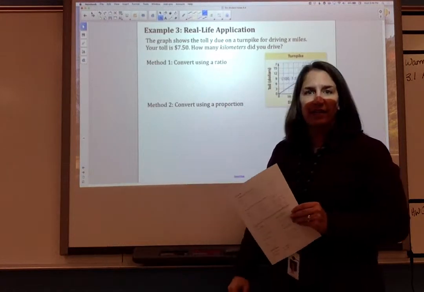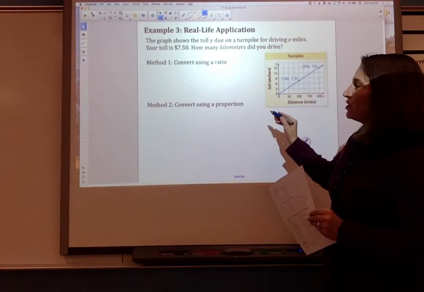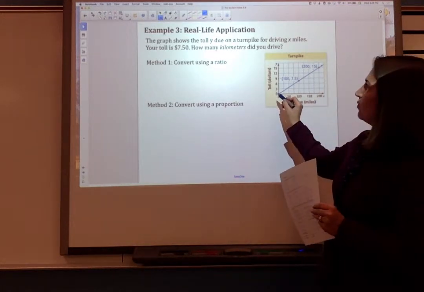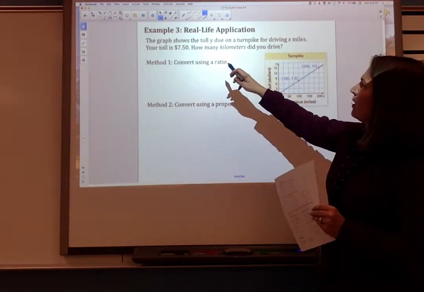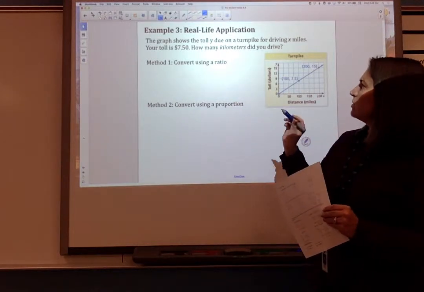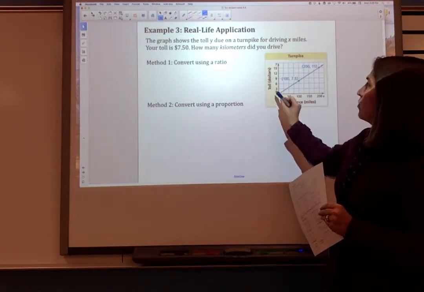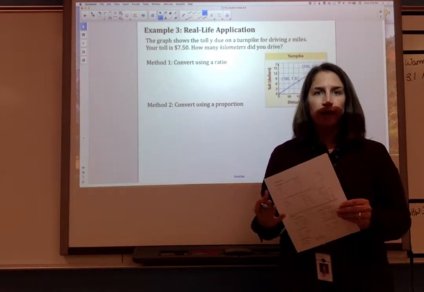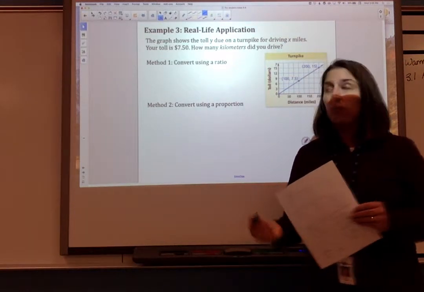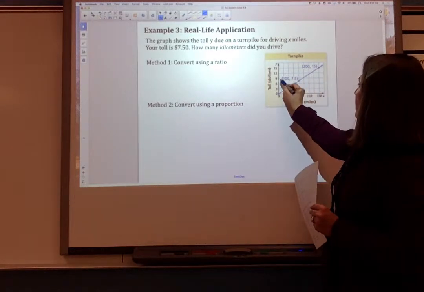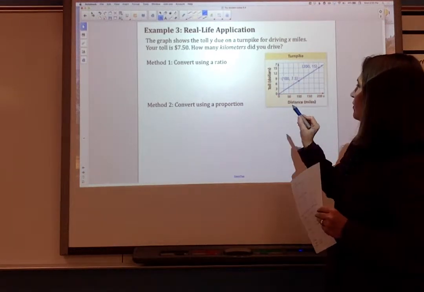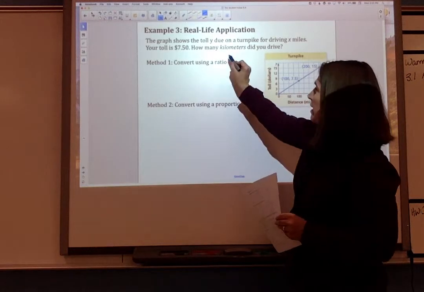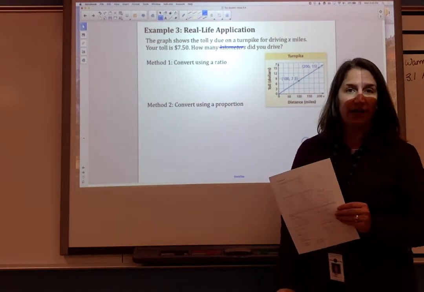Last, let's look at an example. Here we have a graph that shows a proportional relationship because we have a straight line and it goes through the origin. It says the graph shows the toll due on a turnpike for driving x miles. So the more you drive, the more you have to pay. It tells us that our toll is $7.50. So we're looking at a toll of $7.50. It's marked here on the graph as 100 miles. But we want to know how many kilometers that is.